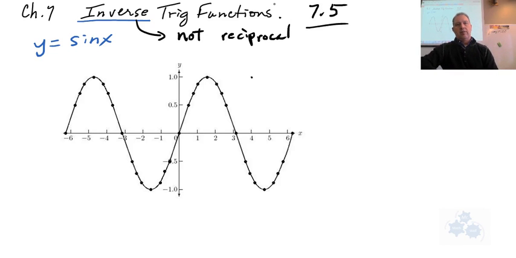So a reciprocal trig function to sine of x is what? Do you remember? What's the reciprocal of sine? Cosecant x. The reciprocal of cosine is secant x, and the reciprocal of tangent is cotangent, right? Co, no co. Remember that? Those are reciprocal functions, and what we're talking about today is not the same as reciprocal functions.